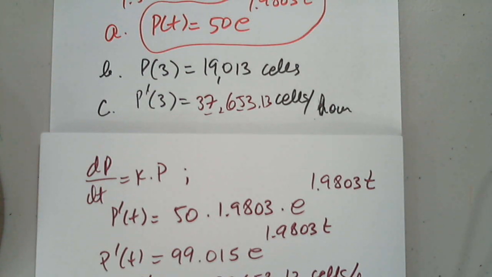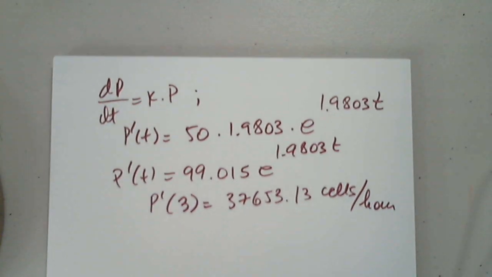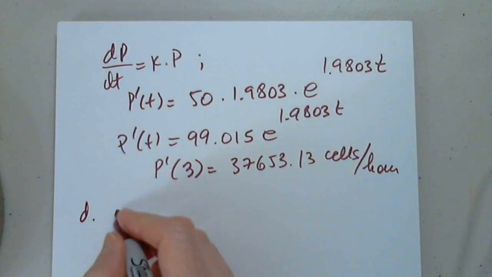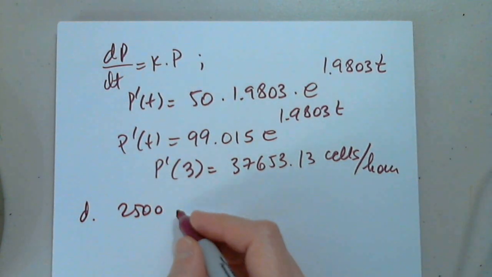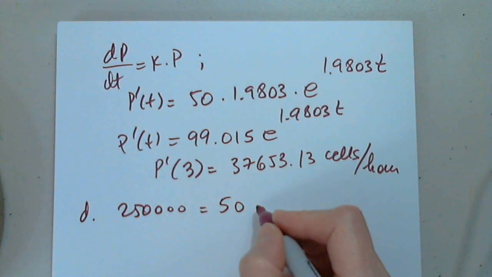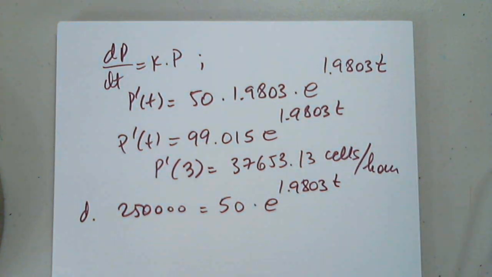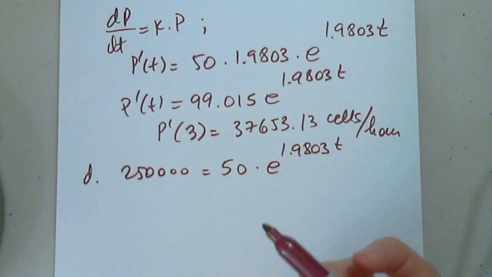Let's see, there is also a question: after how many hours will the population reach 250,000? So that's the last question here. In part D, 250,000 equals 50 times e to the 1.9803 t. Again, this has nothing to do with calculus, it's just algebra.